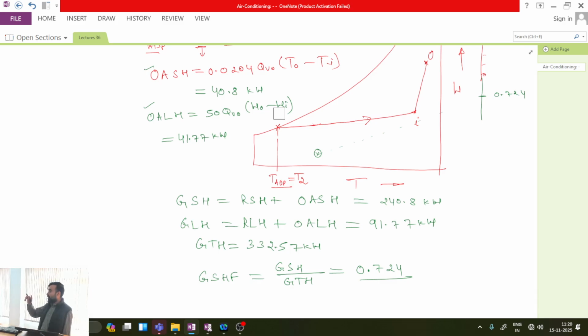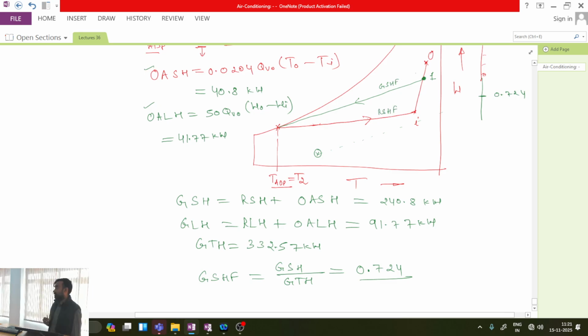So if I know one point and the slope, I can draw a parallel line. If I draw a parallel line to this, it will be crossing my straight line in between O and I at a point. That point will be 1. Is this point clear or not? Please tell me. This is clear. So I have got state 1. This is the graphical way of estimating this.